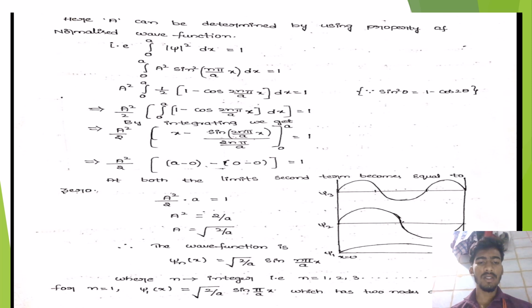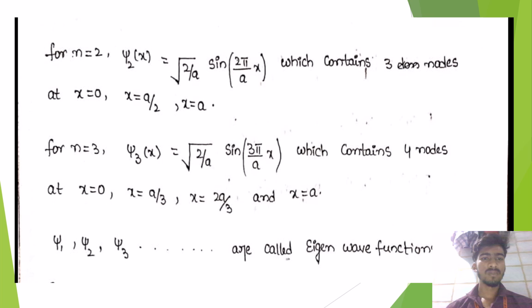The wave function is psi n of x equals root of 2 by a sin n pi by a into x, where n is an integer, that is n equals 1, 2, 3 and so on. For n equals 1, psi 1 of x equals root of 2 by a sin pi by a x, which has two nodes. For n equals 2, psi 2 of x equals root of 2 by a sin 2 pi by a into x, which contains three nodes at x equals 0, x equals a by 2, x equals a.